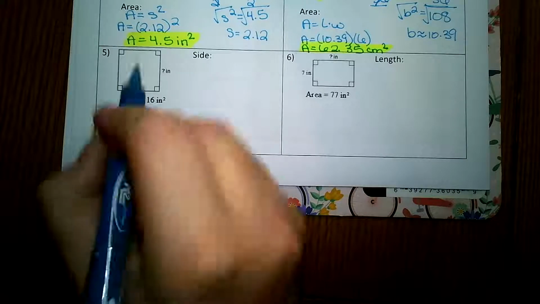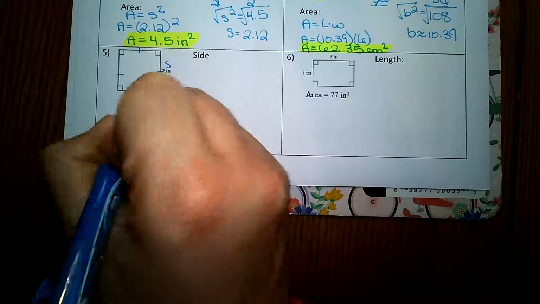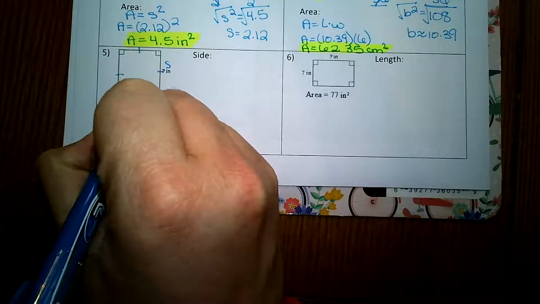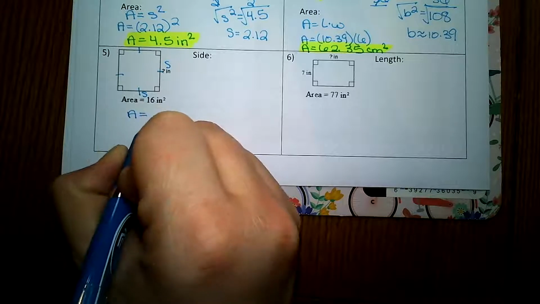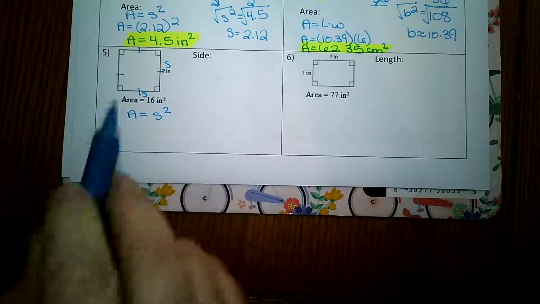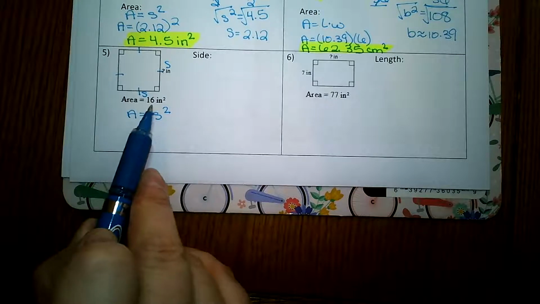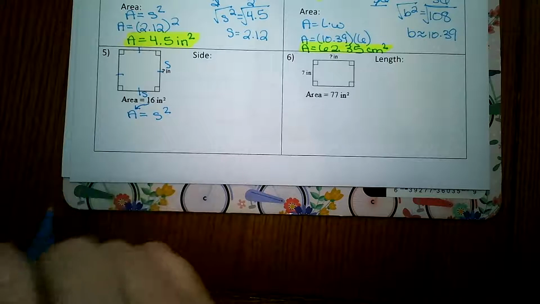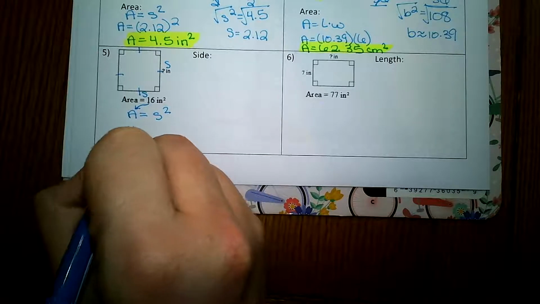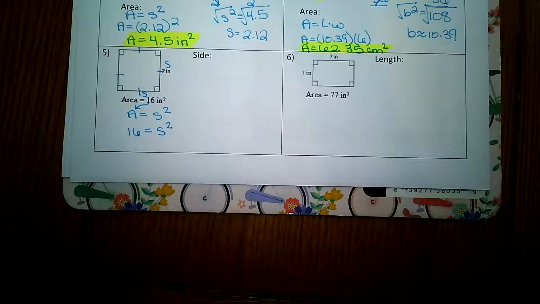Number 5, we have a square again. All the sides are equal. So we could call all the sides S to match the formula sheet. Our area formula is A equals S squared. And this time we've been given what the area is. The area is 16 inches squared. So I'm going to put 16 in the place of the A in the formula, which is going to be a very quick solve for S.